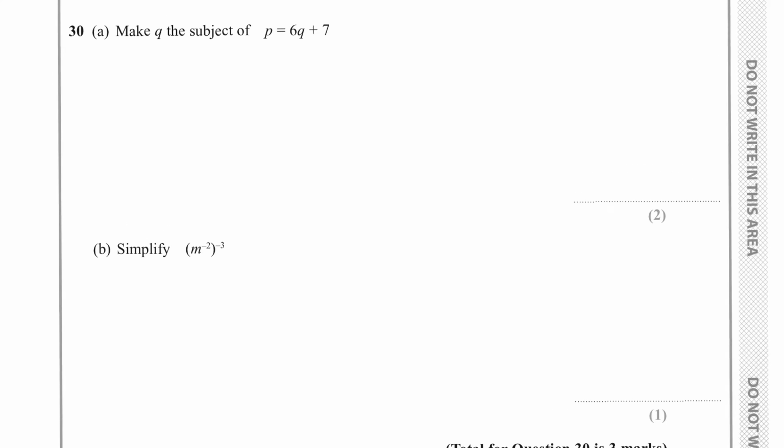And last question of the day. So it says make Q the subject of P is equal to 6Q plus 7. So remember, whenever you're rearranging the equation, there's two ways I think of it. Either you deduct the same number on both sides or add the same, do whatever to both sides, or think of the equal sign as a fence, which I explained in my video on changing the subject. Think of the equal sign as a fence and you're moving everything over except Q to leave it alone.